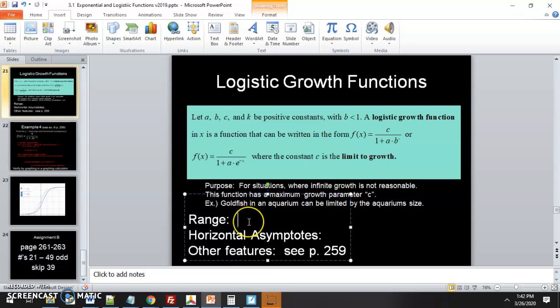And we are back to math class. All right, and here we are with logistic growth functions.